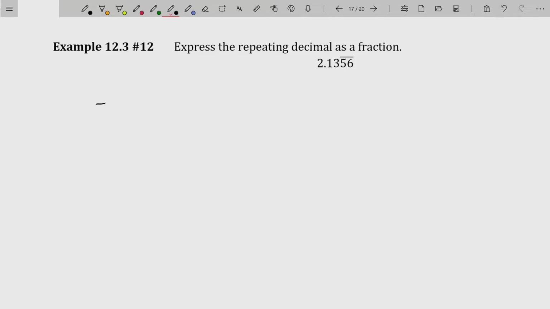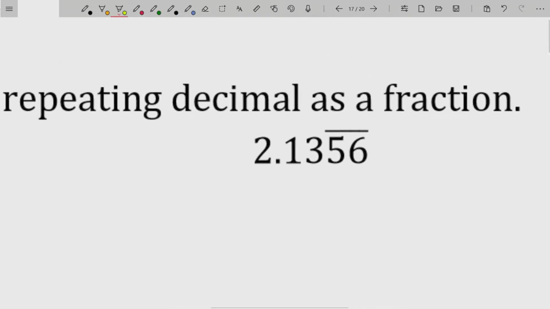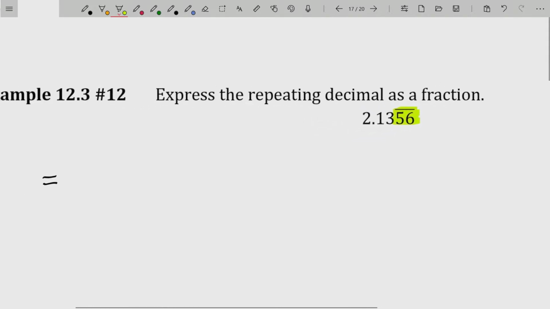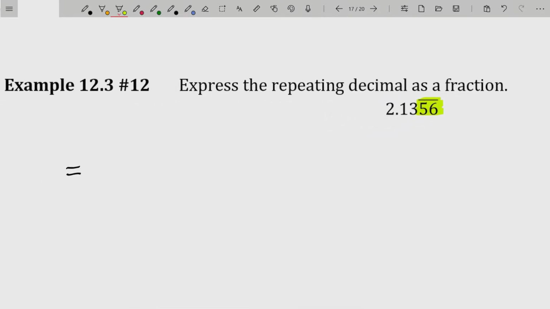So what I'm going to show you is the general idea behind it. When you see a pattern, and the pattern in this is the 5, 6 on forever, what you're going to do is write the rest of that decimal off to the side. So that decimal off to the side is 2.13 plus 0.56 on forever. And then you're going to start to convert things to fractions.